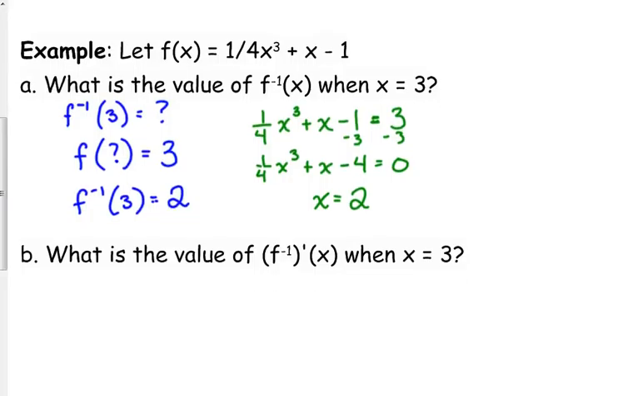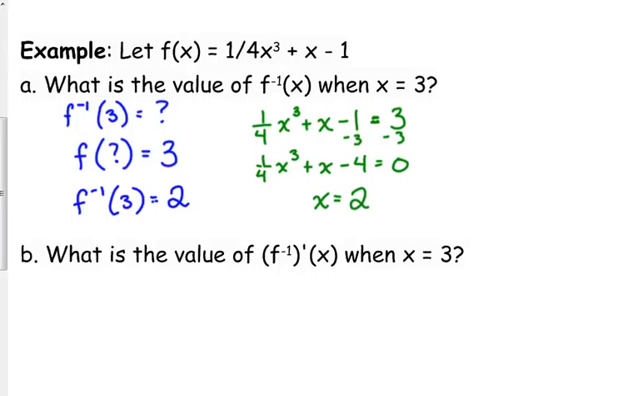So let's actually do some calculus with this. What's the value of the derivative of the inverse? Now, the reason why we have to do it this way is because, unlike those three problems that we just did where we could solve for the inverse, we can't solve for this inverse. Because it would be y cubed plus y minus 1. We can't solve that for y, all right? So if we want to know the value of the derivative of the inverse, we can't just find the inverse, take its derivative, and plug in 3. We've got to set it up this way.